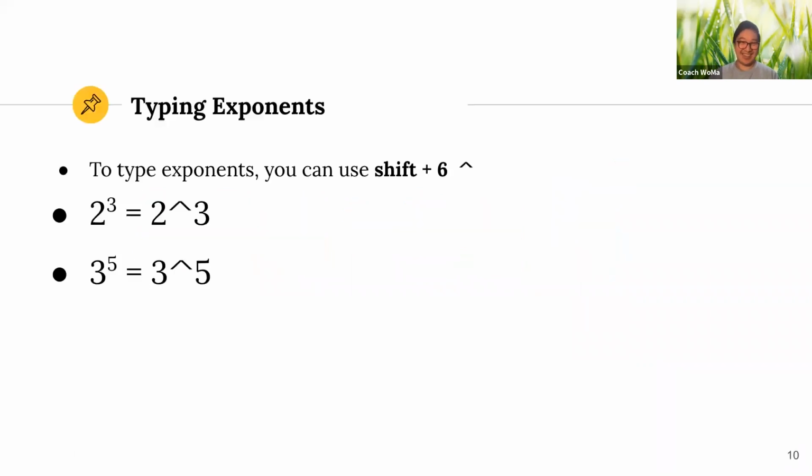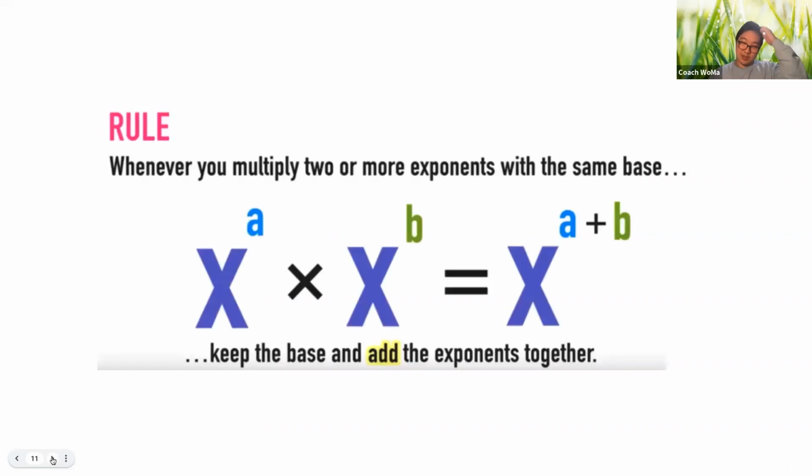Also, in general, when you're sending me answers today, if you want to type exponents, you can use shift 6 to do a caret. So if you wanted to say 2 cubed, 2 to the third, you would say 2 caret 3, and 3 to the fifth would be 3 caret 5. So this will be useful for today.